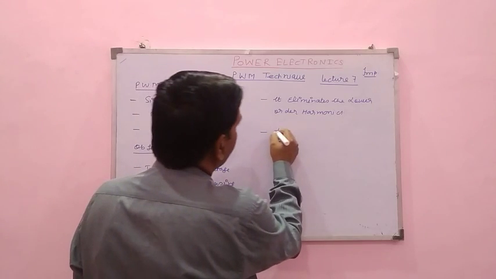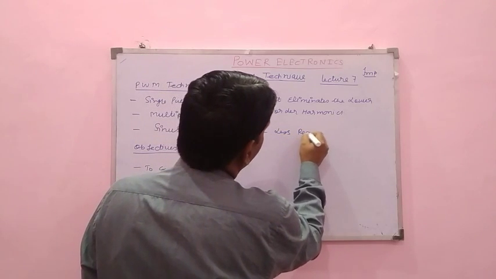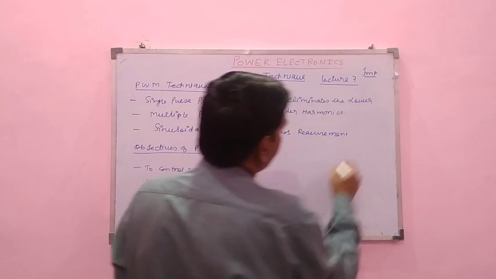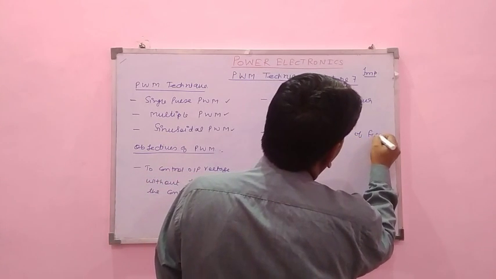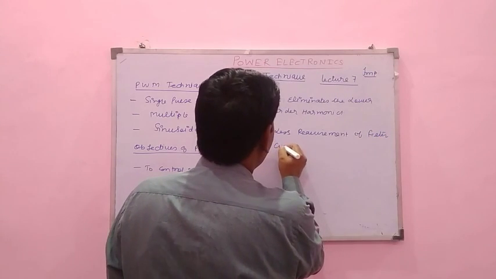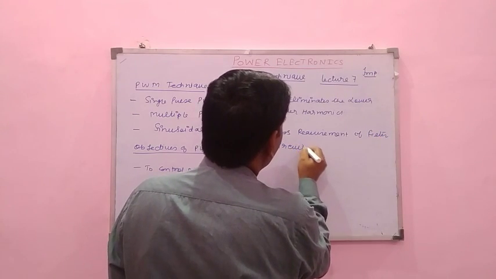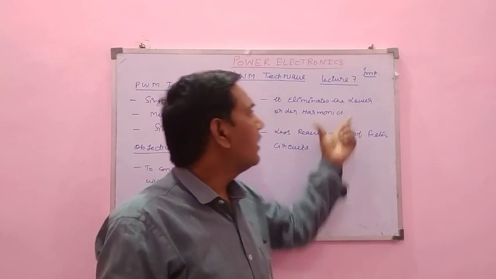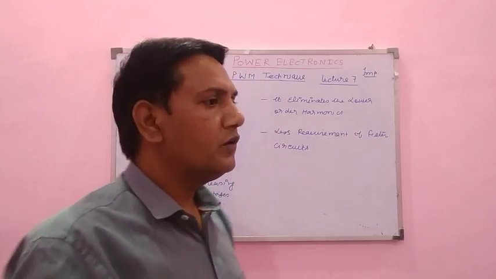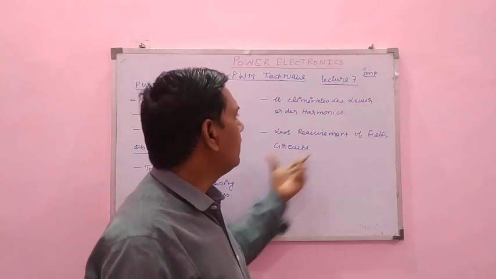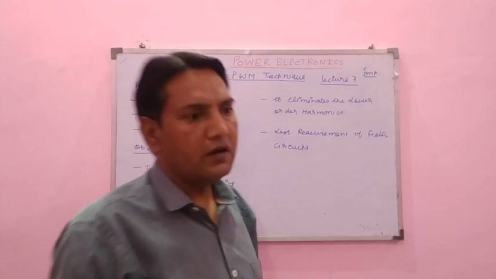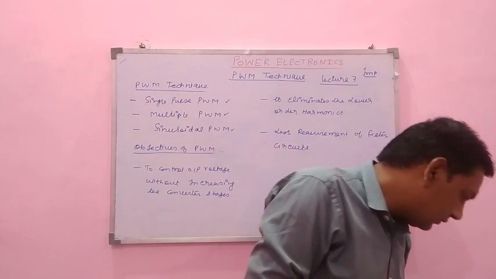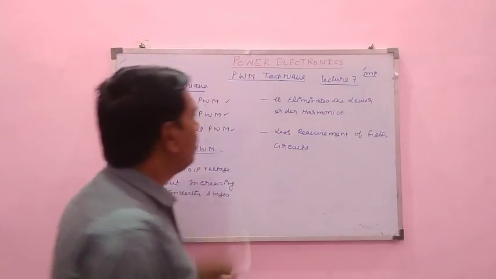So less requirement of filter circuits, because the filter circuits are only used for removal of higher order harmonics, and higher order harmonics have low amplitude, therefore the requirement of filter circuits will reduce. Okay, so these are the three major objectives to use the PWM technique.